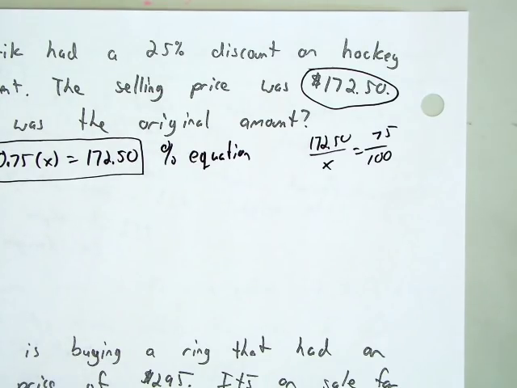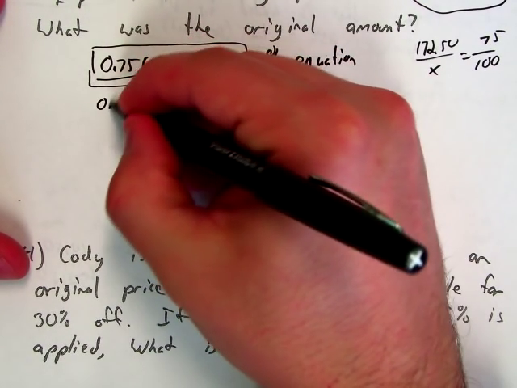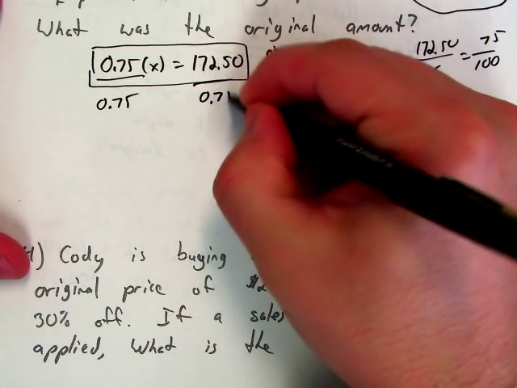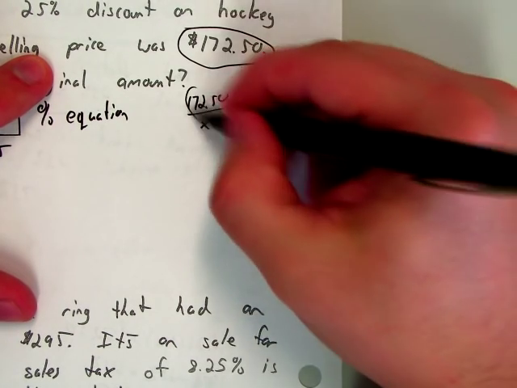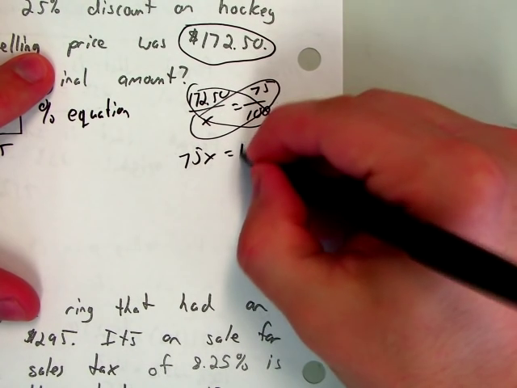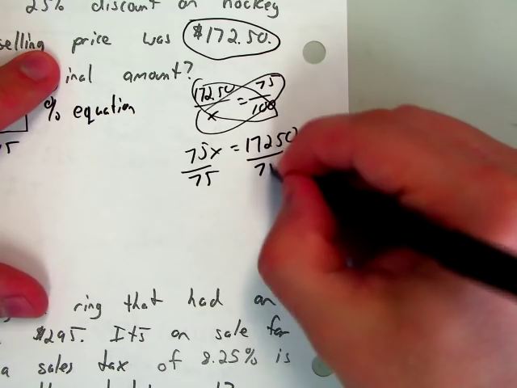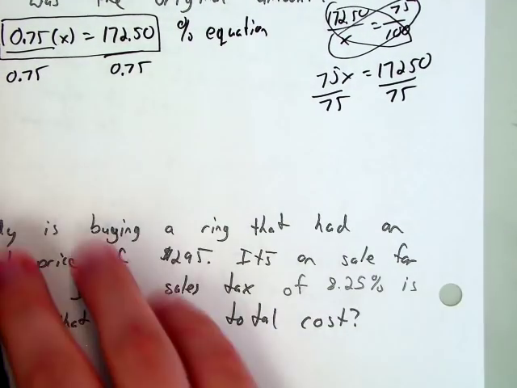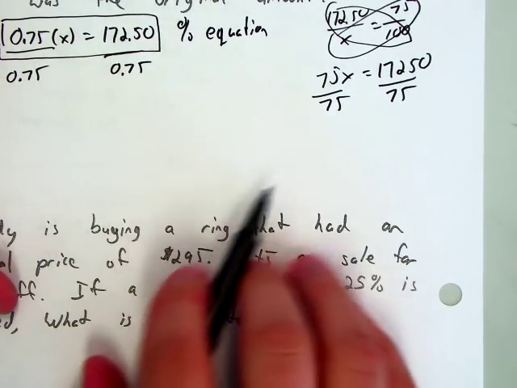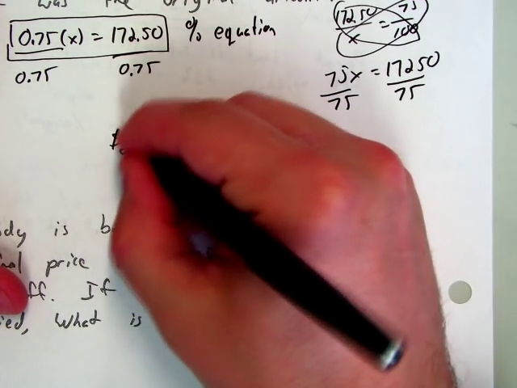Regardless of the method that you use, if you use the percent equation, we have to divide both sides by 0.75. If we use the percent proportion, we have to do cross products to get 75x is equal to 17250. Divide both sides by 75, and regardless of which method you use, percent equation or percent proportion, the original price would be $230.